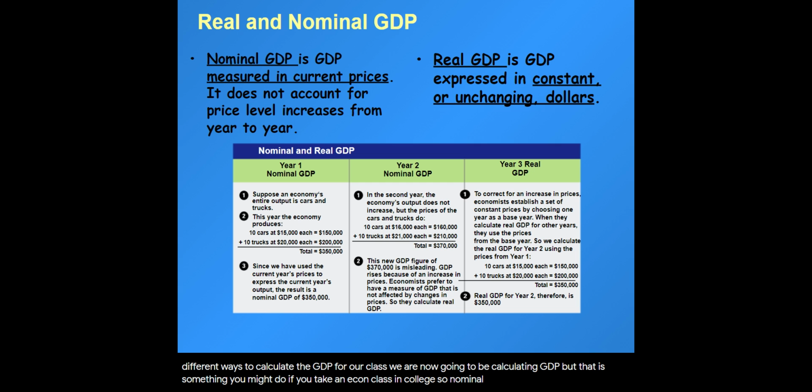So nominal GDP is measured in current prices. If we look at how much everything costs today in 2021, it does not account for the price level increases from year to year. Real GDP is GDP expressed in constant, unchanging dollars.